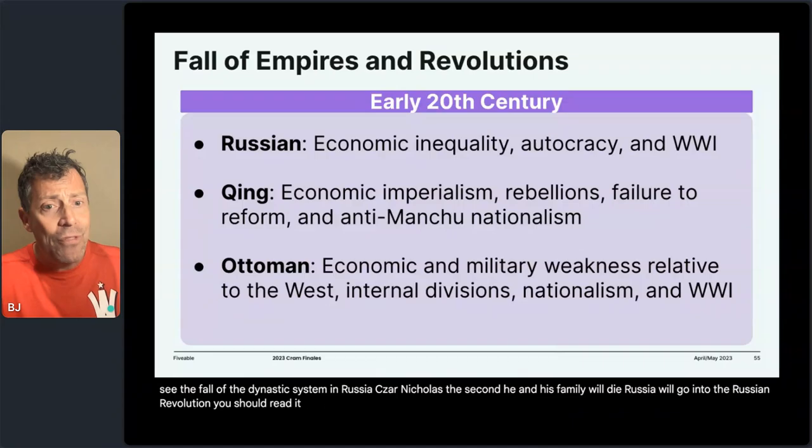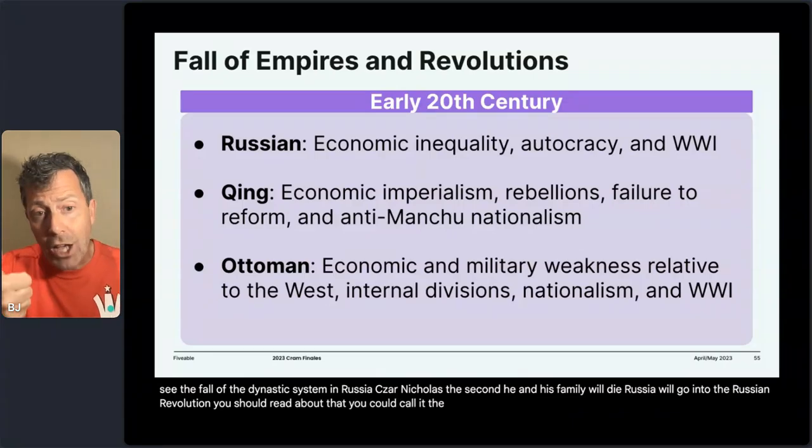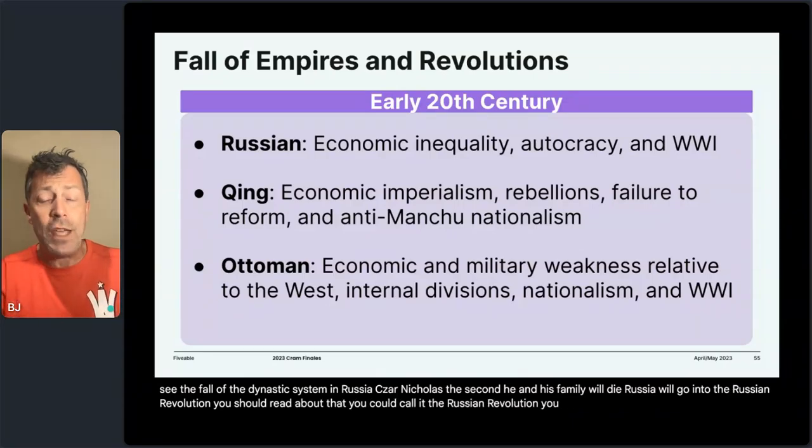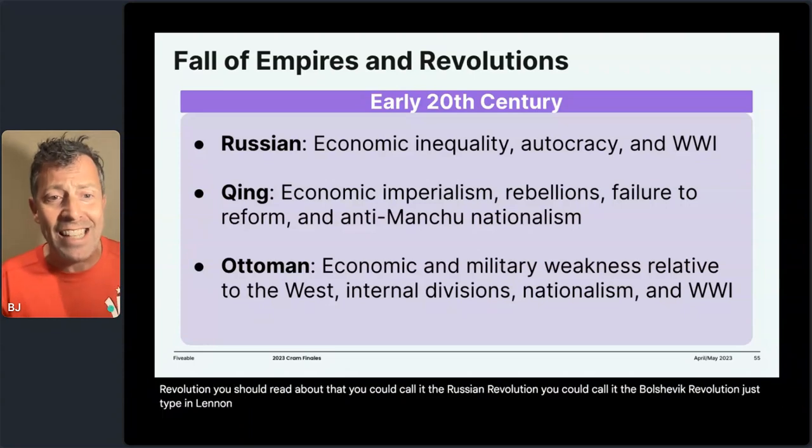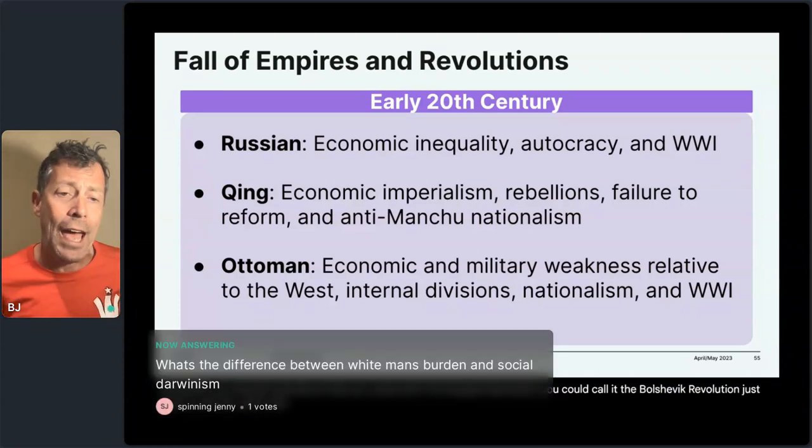You should read about that. You could call it the Russian Revolution. You could call it the Bolshevik Revolution. Just type in Lenin, Lenin, and you'll be happy.